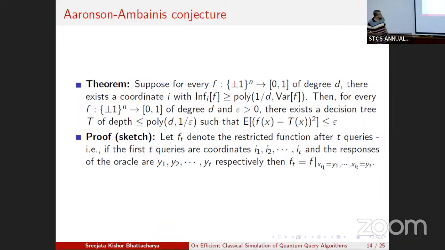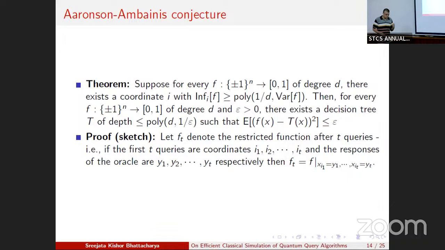So it's not true that, as such, the proof shows that if f has an influential variable, then f has a decision tree. It shows that if all f with these properties have an influential variable, then all f with these properties have a decision tree.